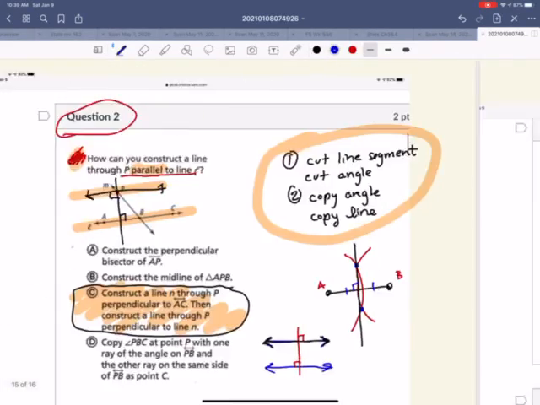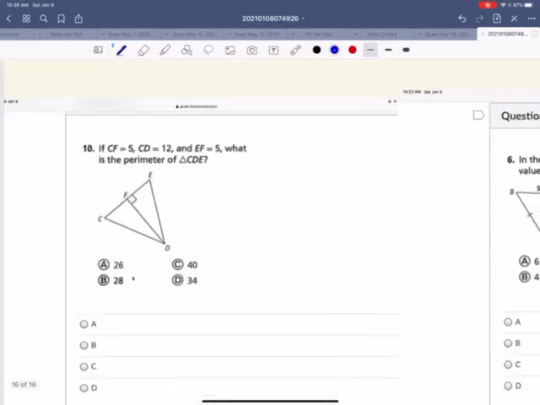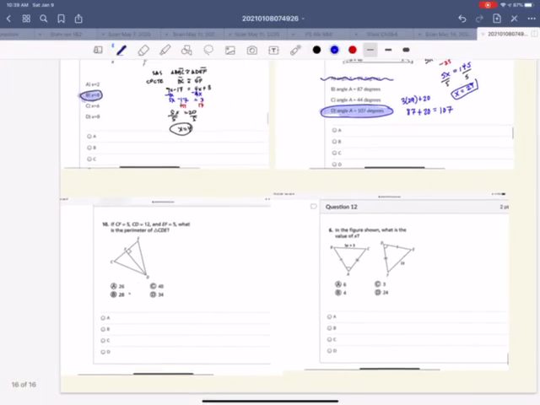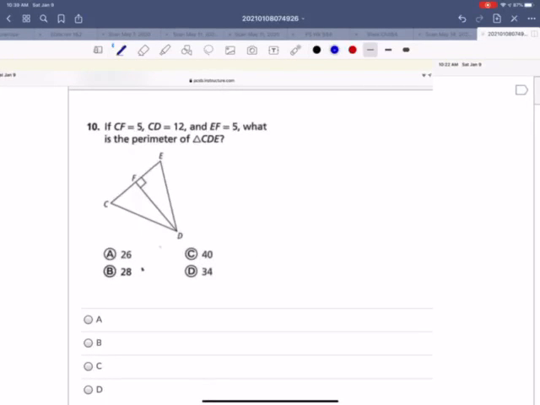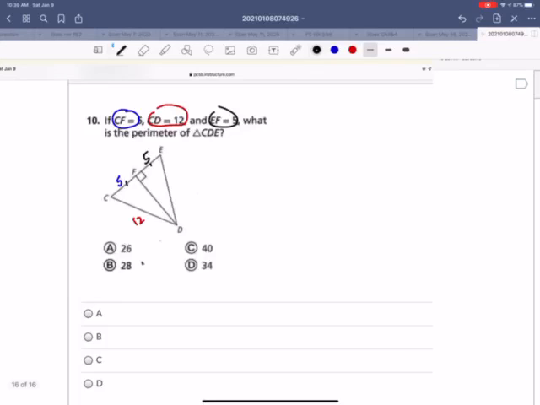Wonderful. Okay. Where are we at? 2 more questions, 11 and 12. So it says CF is 5, okay? CD is 12. Okay. EF is 5. So notice something here. I have two sides that are equal and a straight line that's 90. This would also be 90 because that's a linear pair. And that would have to be 90 degrees. It can't be anything else.